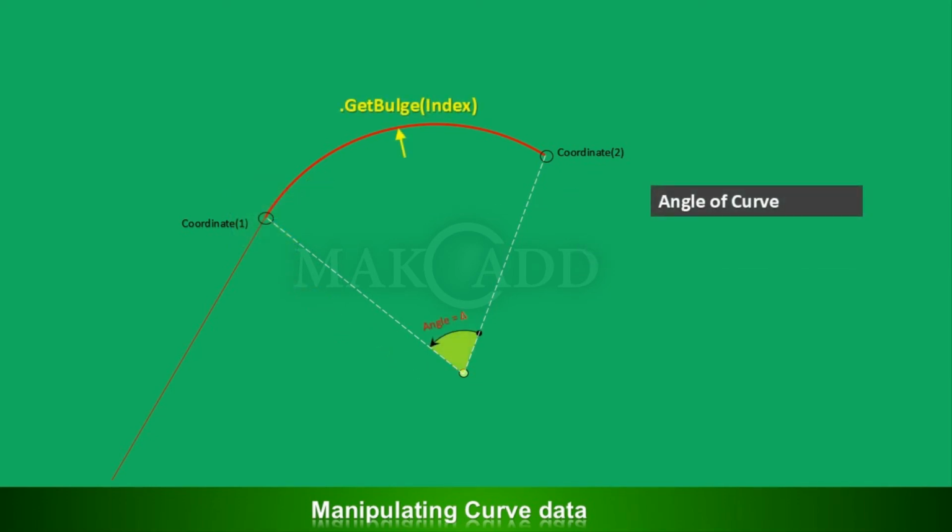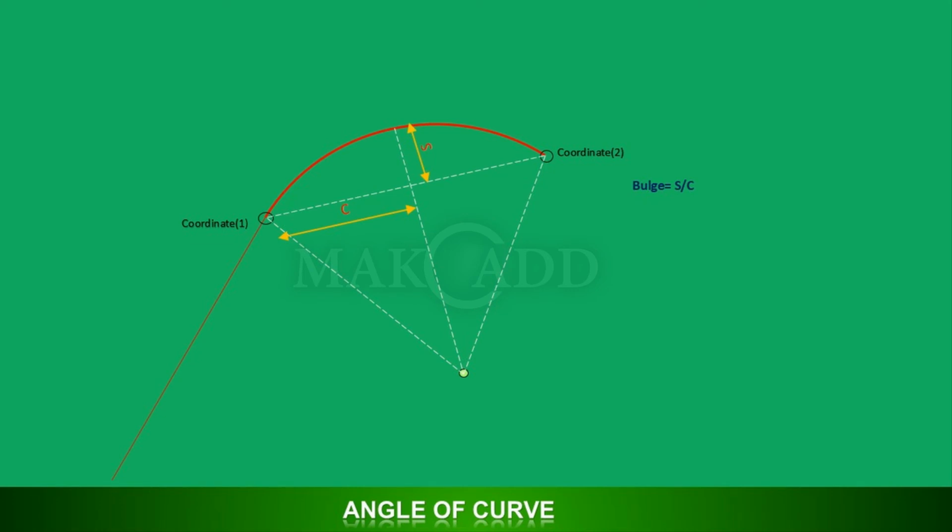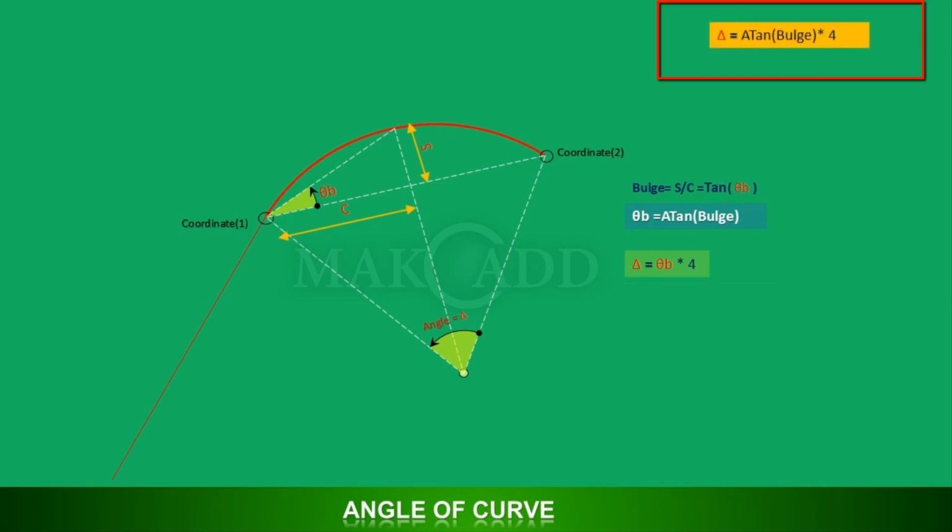Here now we will find out the angle of the arc. Here we have to consider the property of bulge. Bulge is the proportion of the mid-ordinate and half of the chord length. That is, bulge is equal to S divided by C. From the figure you know that S divided by C is tan theta B. That is, theta B is equal to arc tan bulge. That is 1/4 of the angle of the curve. That means the angle of the curve delta is equal to 4 times theta B. That is, the angle of the arc is arc tan bulge multiplied by 4. Now we have the angle of the curve.